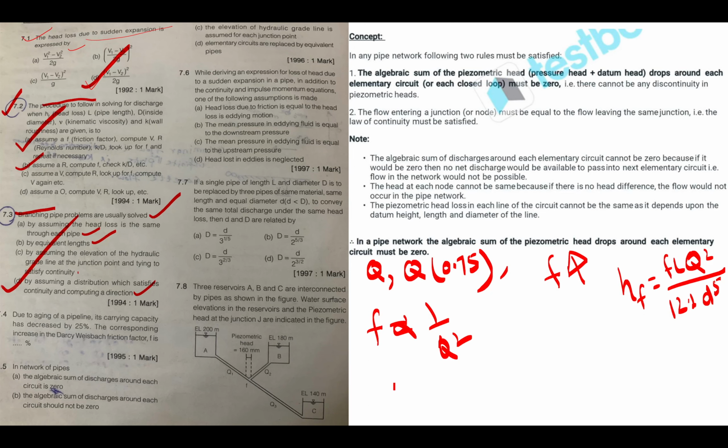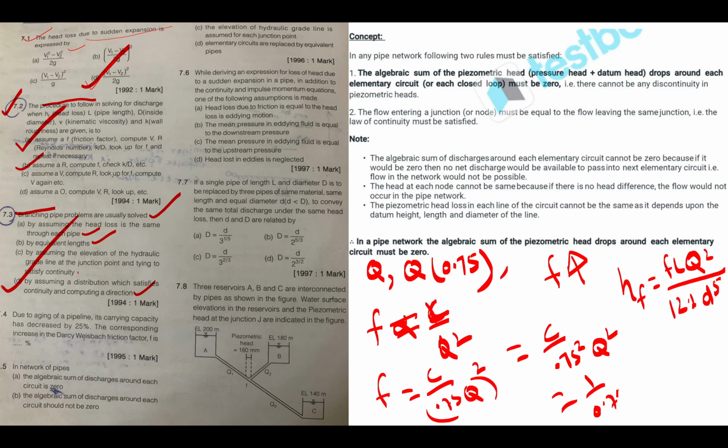So what is your new F? Or you can say this is the value of F. Everything is constant, let's suppose C. So the new F is nothing but C by (0.75 Q) square, that is C by 0.75 square Q square, and C by Q square is F, so you can write 1 by 0.75 square into F. This is your new one.